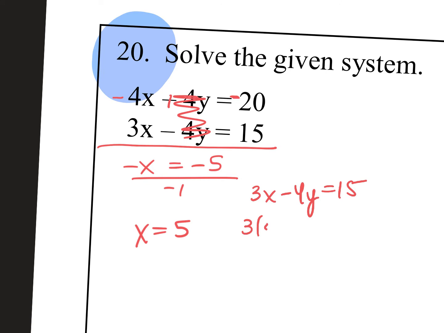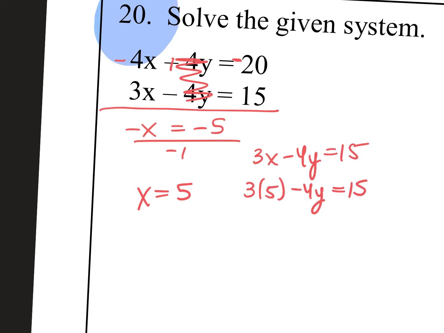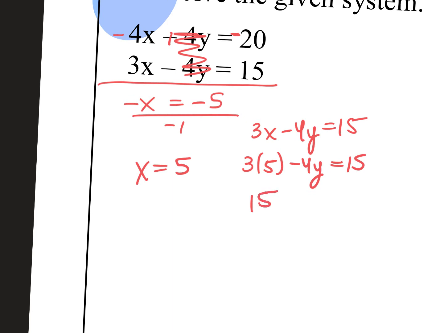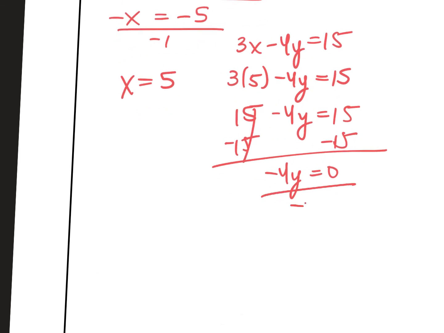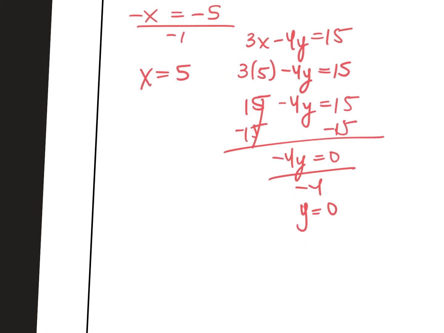So 3 times 5 minus 4y equals 15. 15 minus 4y equals 15, right? Minus 15 from both sides. I get negative 4y equals 0. Divide by negative 4, and y equals 0. Is that an okay answer? Yes. Can you put a point on the graph that is 5, 0?